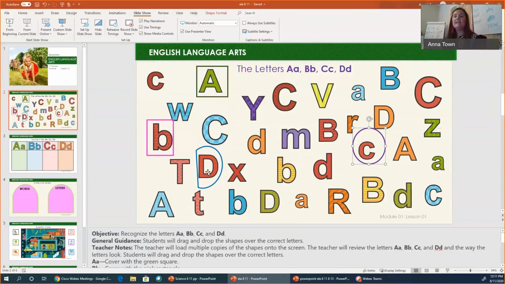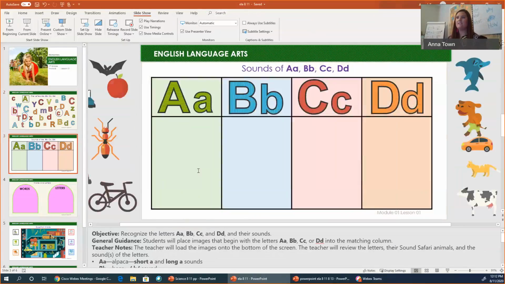Moving on to D. Is it a capital D or a lowercase d? It is a capital D. Here's the letter A. Is it a capital A or a lowercase a? It is a capital A. And our last one over here, is this a capital C or a lowercase c? It is a lowercase c. Good job. We're going to move on now to the sounds that we talked about.